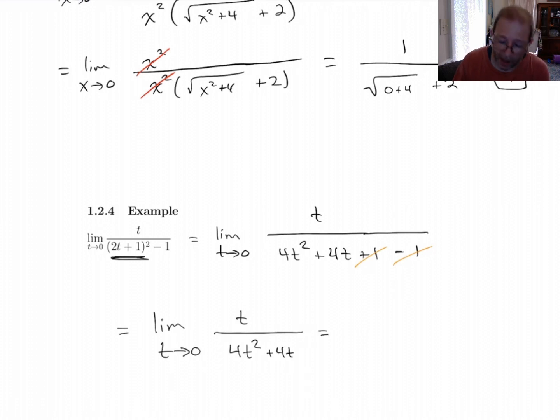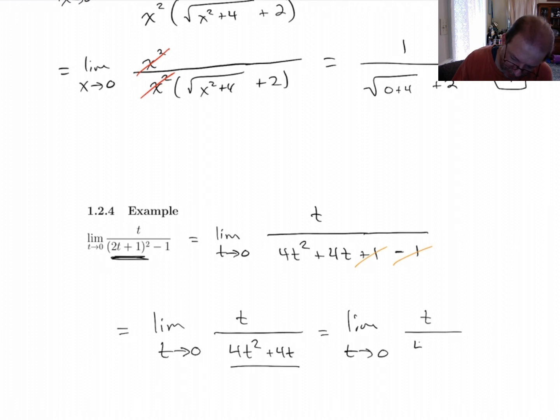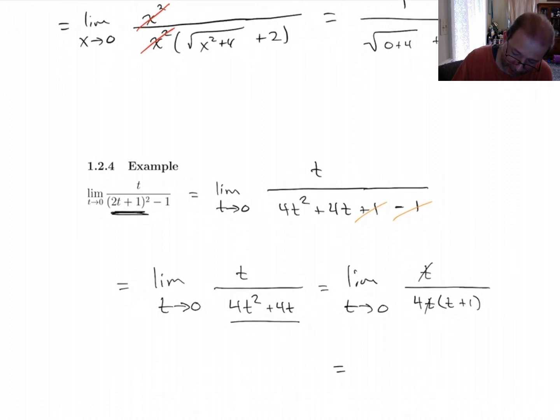Now I can factor that. Limit as t goes to 0. Up top I've got t. Downstairs I can factor out a t and a 4, so I get 4t times t plus 1. And I can cancel the t's. And if I plug the 0 into what's left, there's the understood 1 on top, and downstairs there's 4 times 0 plus 1. So this one again is 1/4.